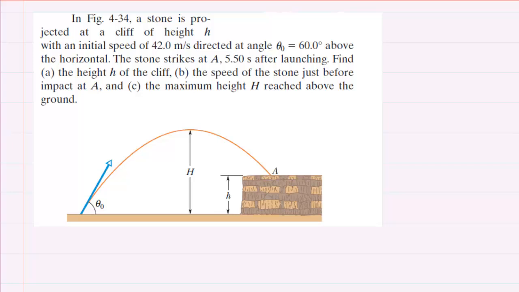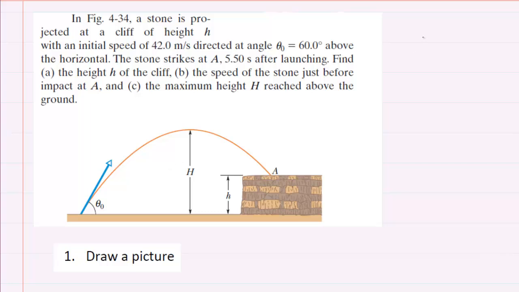Now, step 1 in any projectile motion question is to first draw a picture. In this particular question, a picture has already been drawn. We had a stone that was projected at a cliff of height lowercase h with an initial speed of 42 meters per second directed at an angle of 60 degrees above the horizontal, and the stone strikes at point A 5.5 seconds after launching. And again, if the question had not drawn a picture, you'd want to draw some sort of a picture to help you visualize the problem. So step 1 should be relatively straightforward.